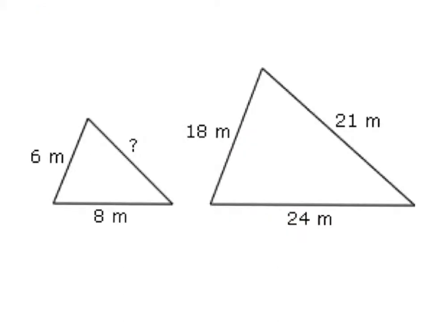So let's take one more example and see if we can find the missing side length in the smaller figure. So we do have similar figures here. Do you see the constant of proportionality? It is multiplying by 3. Some people call this constant of proportionality a scale factor when we're dealing with similar figures here. So 8 times 3 makes 24. 6 times 3 makes 18, so this number times 3 makes 21.